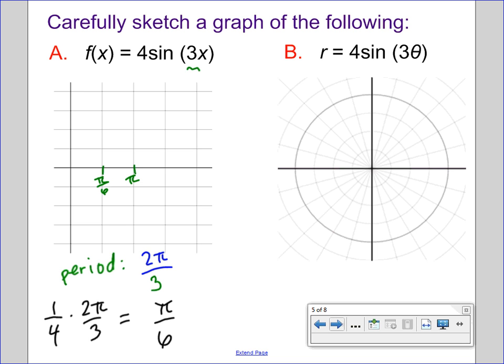Pi over 3 is 2 pi over 6. 3 pi over 6 is pi over 2. And 4 pi over 6 is 2 pi over 3. And there's a full period.